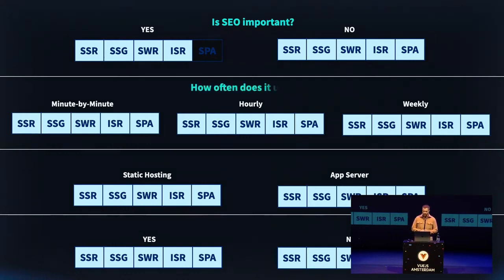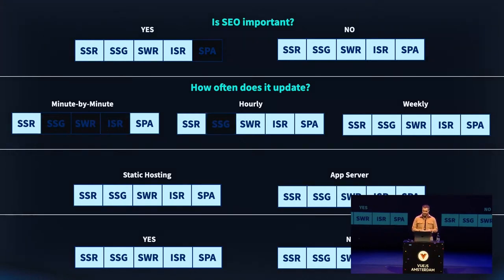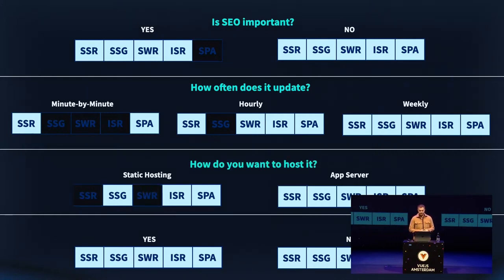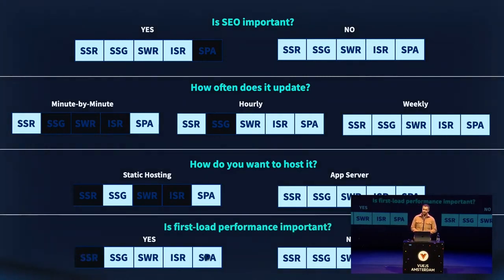You can ask yourself, how often is my app going to update? If it's minute by minute, you probably don't want an SSG, SWR, or ISR. If it's hourly, an SSG would also not be very efficient for you. You can ask yourself how you want to host it. If you have static hosting in mind, you will want to avoid SSR, SWR, and ISR. And then finally, is first load performance important to you? If so, you would probably want to avoid an SSR as well as an SPA.